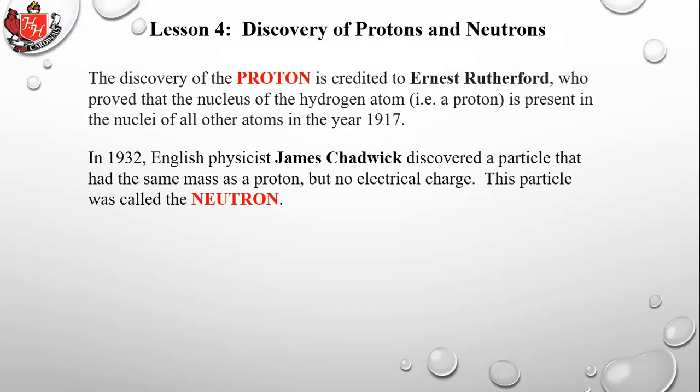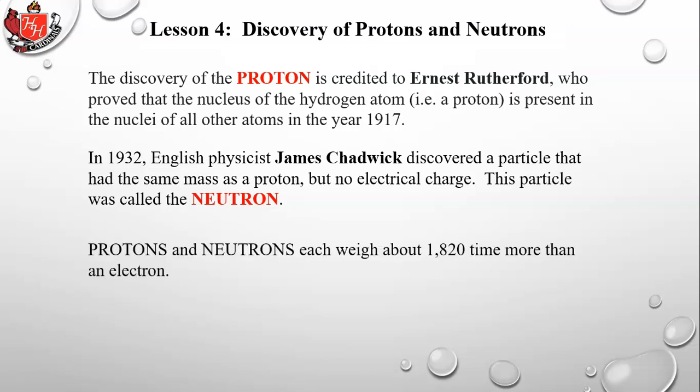In 1932, English physicist James Chadwick discovered a particle that had the same mass as a proton but no electrical charge. This particle was called the neutron. Protons and neutrons each weigh about 1,820 times more than an electron, and we had a slightly different number before, but the number's not important. It's about that much.